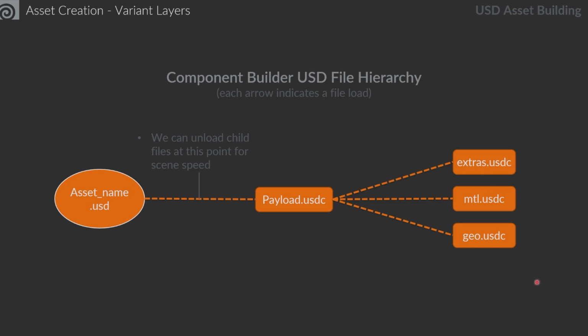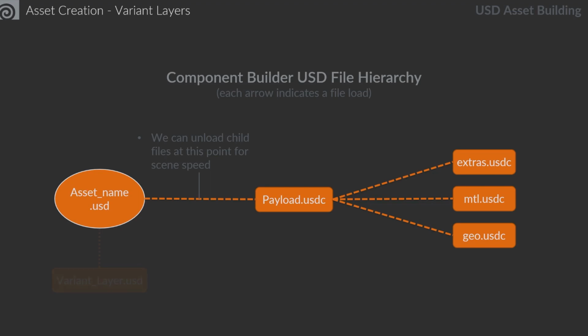So in this column over here, we have the extras, material, and geo USD files. By default, those are going to be binary files, so they're USDC. And all of those are referenced into the payload.usd file. And so that payload file is then payloaded into our asset name.usd, whatever the asset name we define is. And that gives us the ability to unload the files at this point here. So we can unload the composition at this point and allow for us to not have all of our geometry displayed in the scene.